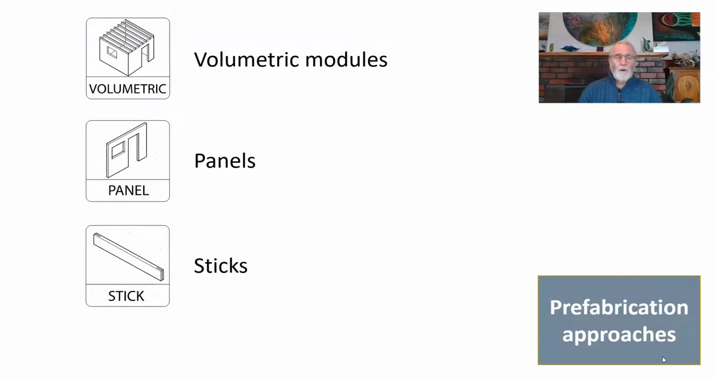And when we talk about prefabrication, there are three major types of approaches that we can deploy. The first is a volumetric module, and that's a three-dimensional object that we can make somewhere else and bring in. The next is a panel, or a two-dimensional object, or a stick, which we can think of as a one-dimensional object.